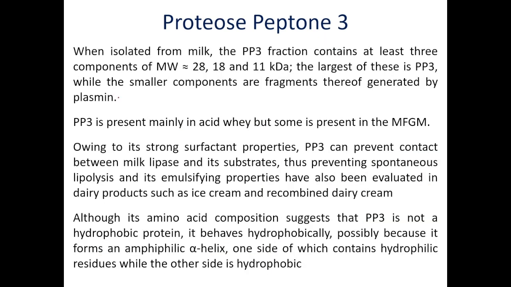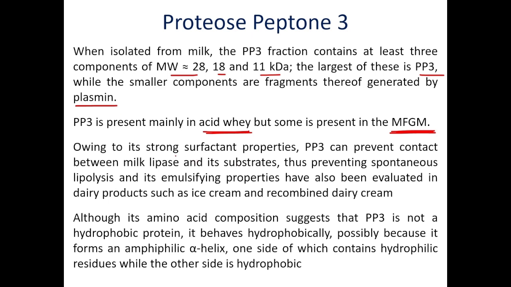When isolated from milk, the pp3 fraction contains at least 3 components, with molecular weights of 28, 18 and 11 kDa. The largest is called pp3, and the smaller components are fragments generated by plasmin. pp3 is mainly present in acid whey, and some is also present in the milk fat globule membrane.